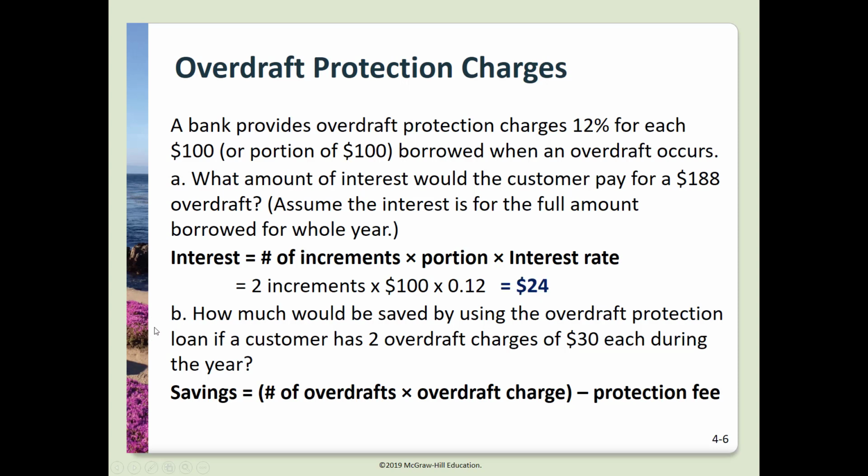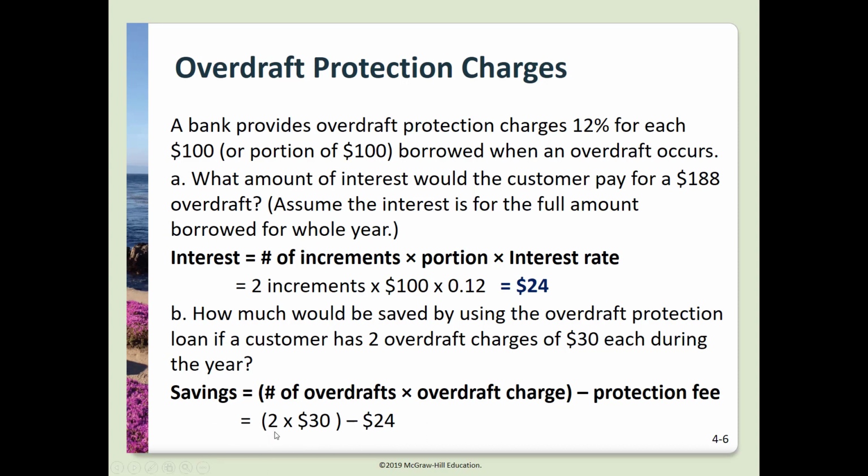Let's go to Part B. How much would be saved by using the overdraft protection loan if a customer has 2 overdraft charges of $30 each during the year? So here's the formula to figure out how much we're saving. So we'll take the number of overdrafts, so here we're told that we have 2 of them, times the overdraft charge minus the protection fee. So the overdraft charge, this is the fixed charge that you could have as opposed to the protection fee based on an interest rate above that we worked with. So we'll take the 2 times the 30 and then subtract the $24 that we calculated in Part A.